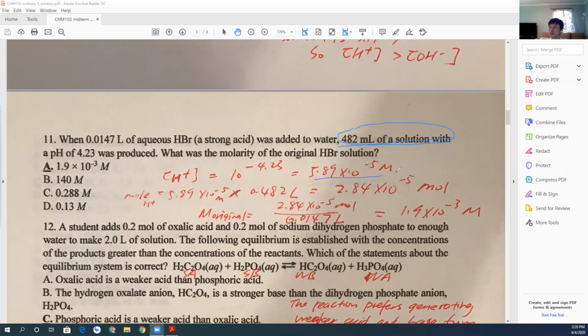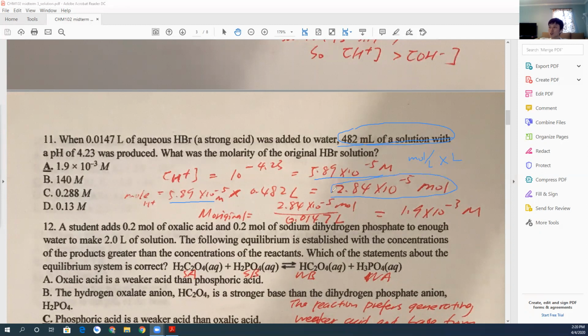So we know the concentration and we know the volume, so we can calculate the number of moles for the proton, which is concentration multiplied by volume. You have to convert the volume into liters, because molar concentration is moles per liter. To calculate the number of moles, you have to cancel out the unit of volume, which is liter, so you have to convert milliliter into liter. So this will be the number of moles for the proton.